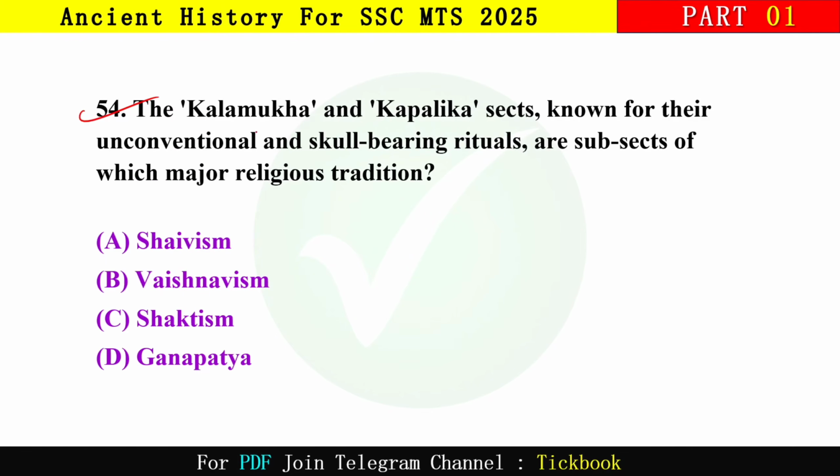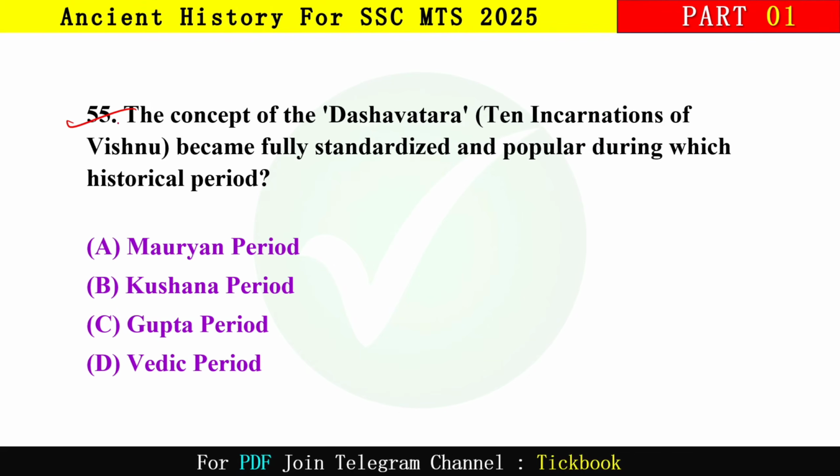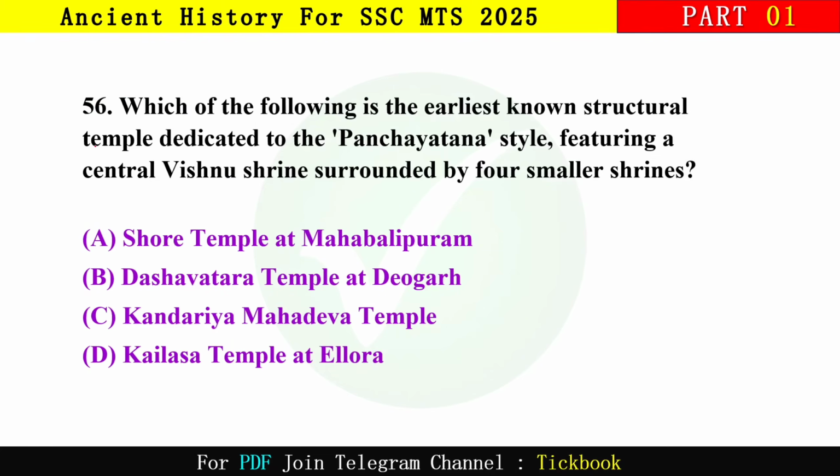54. The Kalamukha and Kapalika sects, known for their unconventional and skull-bearing rituals, are subsects of which major religious tradition? Option number A, Shaivism. 55. The concept of Dashavatar, 10 incarnations of Vishnu, became fully standardized and popular during which historical period? Option number C, Gupta period.